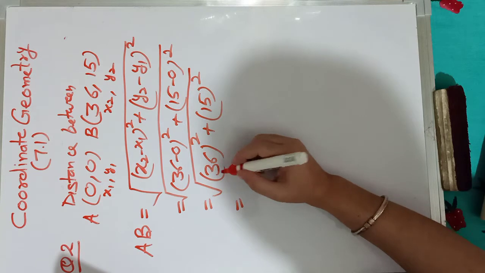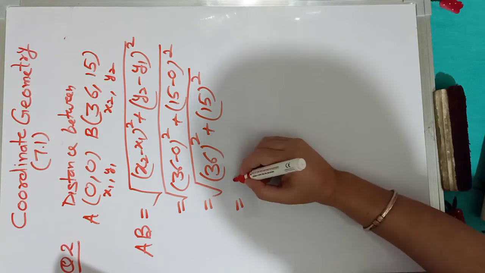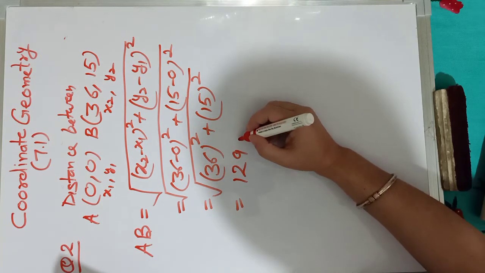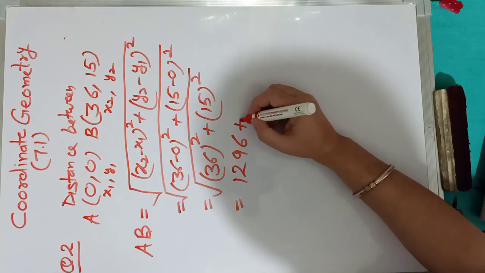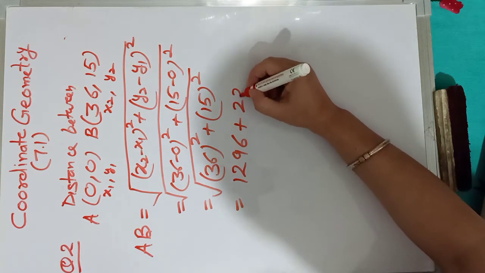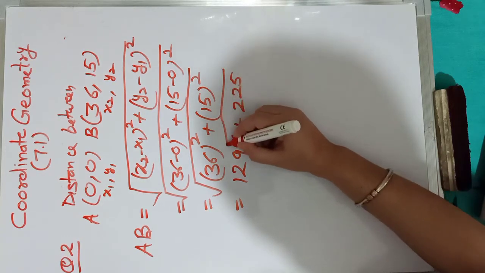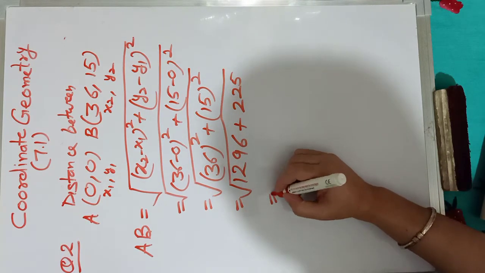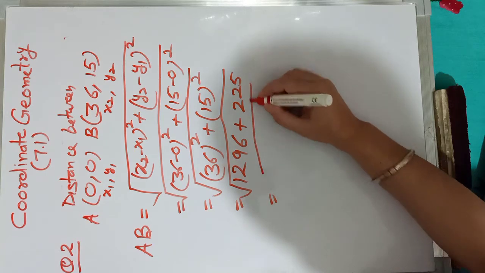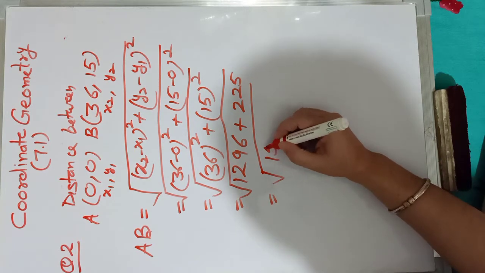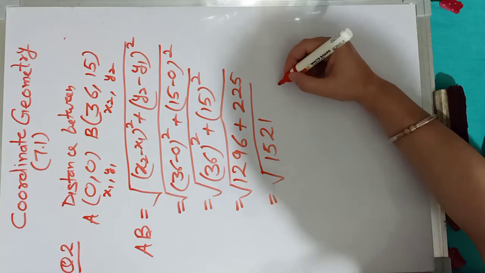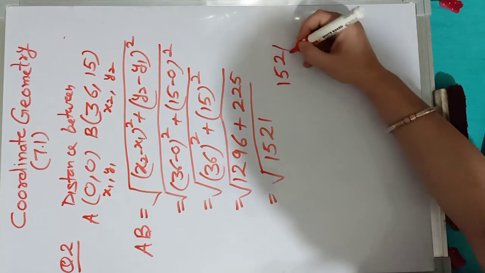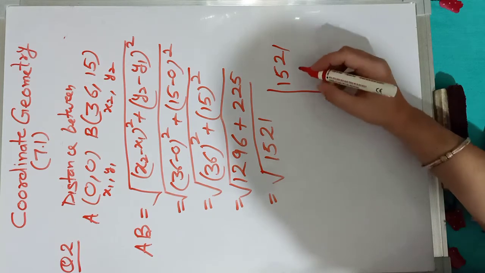Find the square of 36 by multiplication and it will be 1296 plus 225. Just add the values and it is 1521. 1521, you can find the square root.